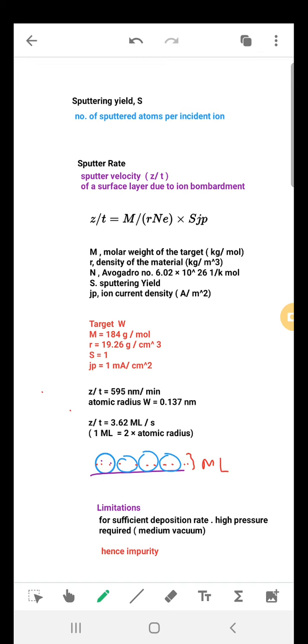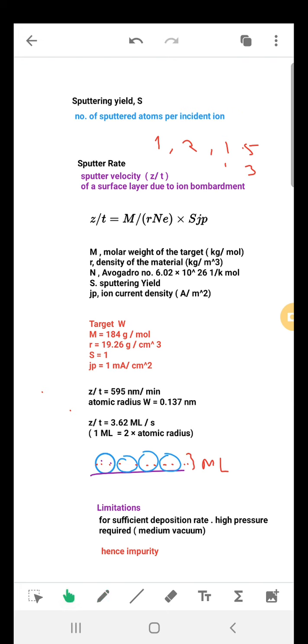Now there are a few parameters on which sputtering is based, like the sputtering yield, that means the number of sputtered atoms per incident ion. Sputtering yield can be 1, can be even 2, and it can even be a fraction. That means 1.5. That means for two ions, suppose 3 atoms are coming out, so the sputtering yield is 1.5. Maximum 3 can take place. It's very unlikely to be more than 3 or 4.